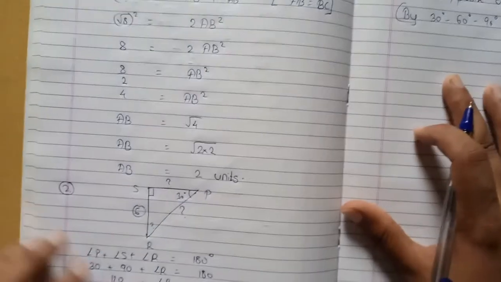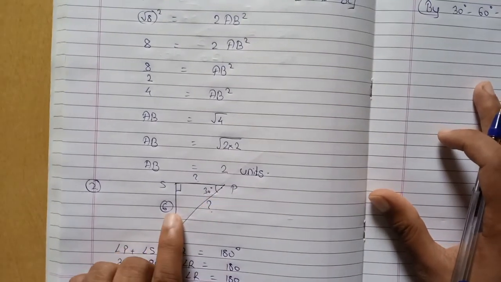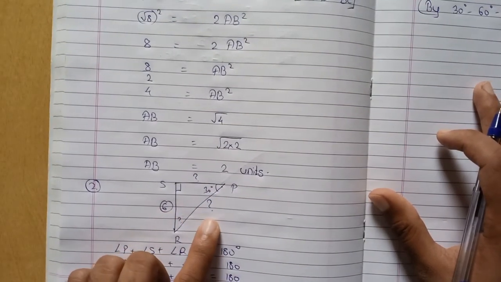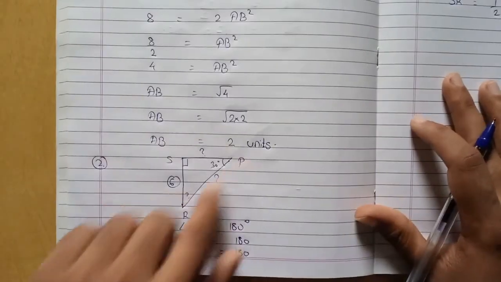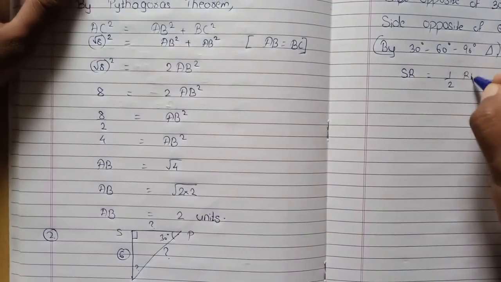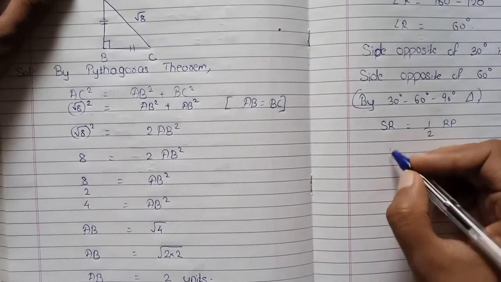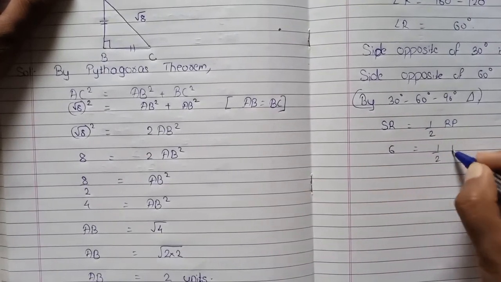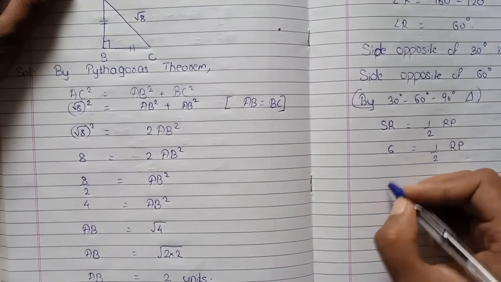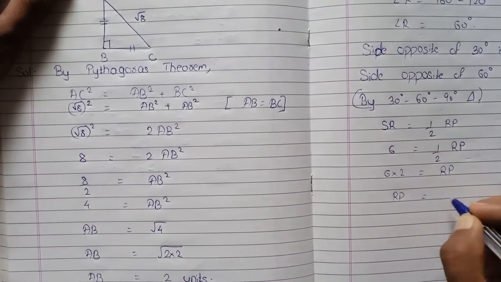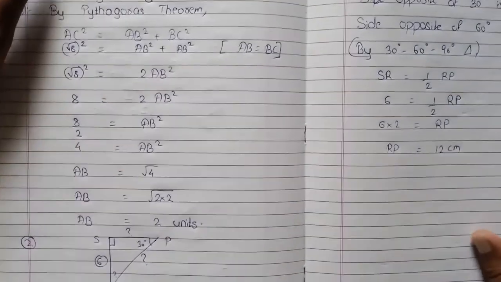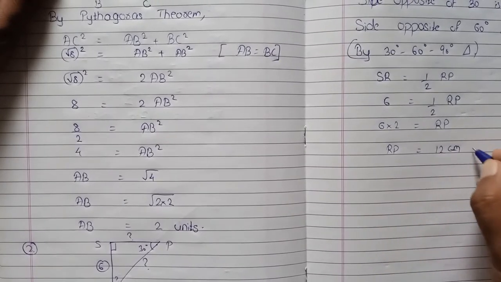Okay, so what are we given? The side opposite to 30 degree is 6, it's half of the hypotenuse, meaning SR is half of the hypotenuse RP. SR is given as 6, so 6 is equal to 1 by 2 into RP. I need RP, so I will take 2 on this side. 6 twos are 12, so RP is equal to 12 centimeter. No, it's not mentioned, so I will be just writing units.